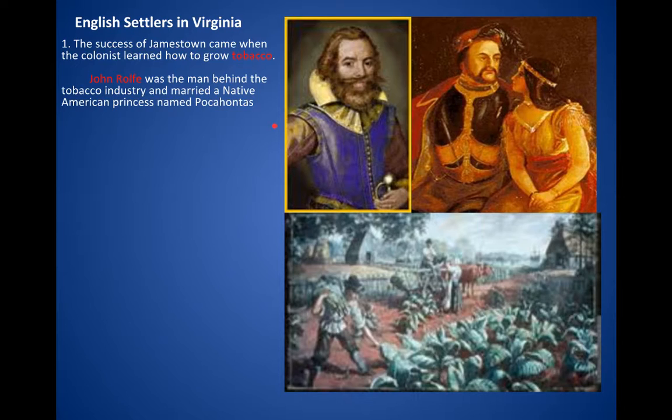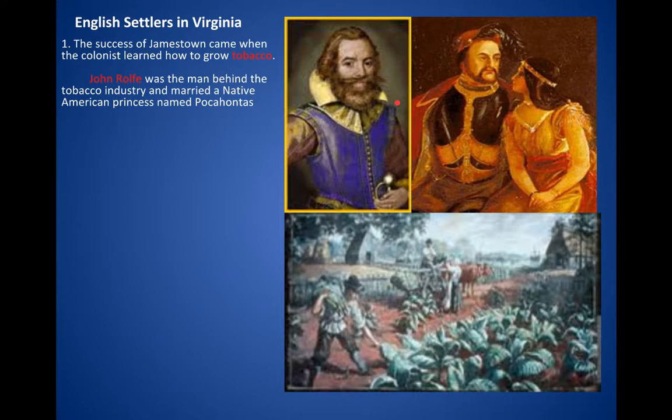The way that Pocahontas got involved with the English settlers at Jamestown was that John Smith, pictured here where I'm circling with the red dot, the leader of the Jamestown settlement, was actually captured by the Native American tribe that Pocahontas belonged to. And Pocahontas' father was the chief of the tribe that captured John Smith.